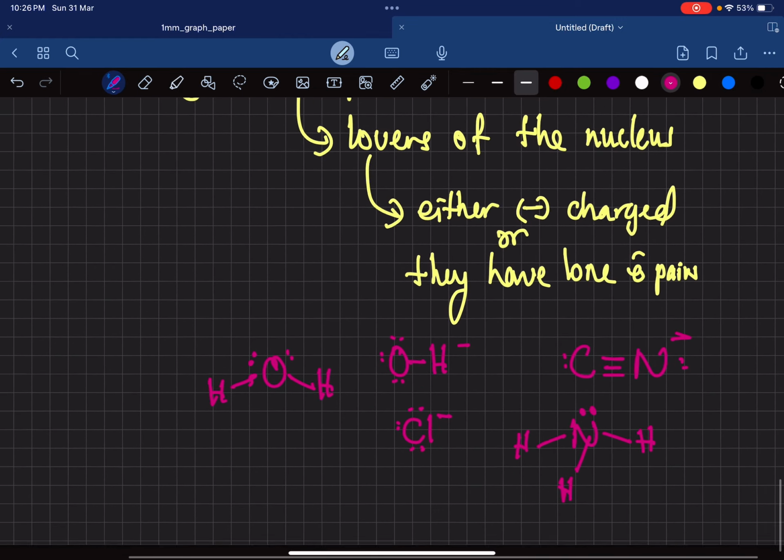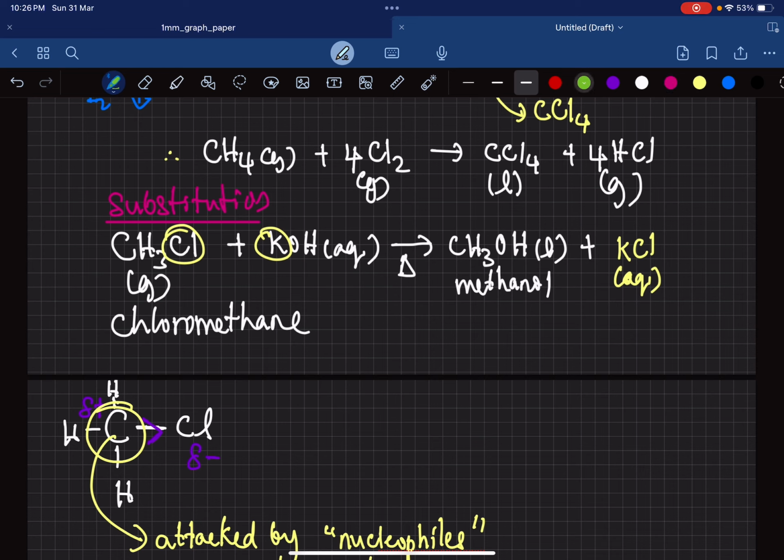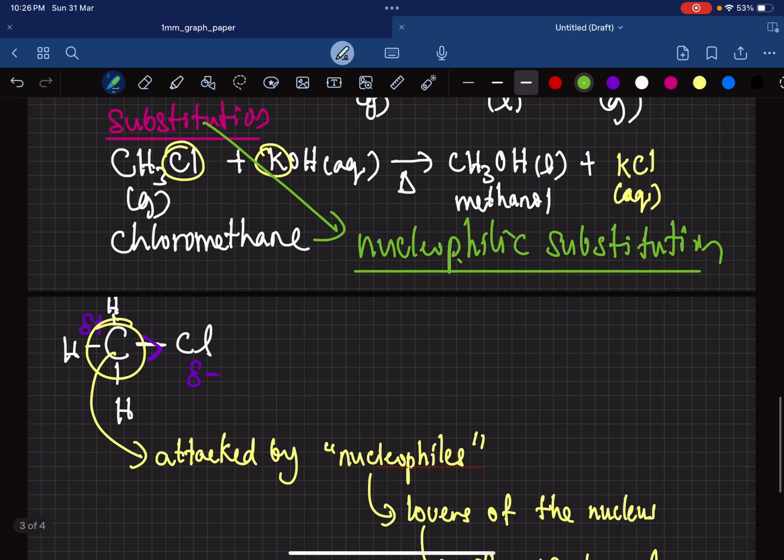All right. Like what I just told you, this whole reaction that we saw here can be called nucleophilic substitution. So this whole reaction is called nucleophilic substitution. In this example, chlorine is called the leaving group, because at the end of the reaction it leaves.